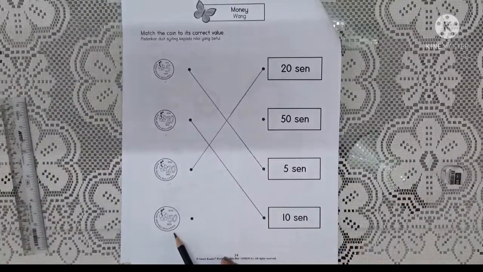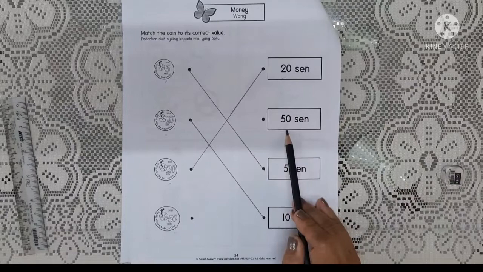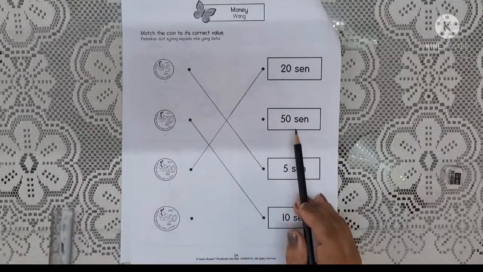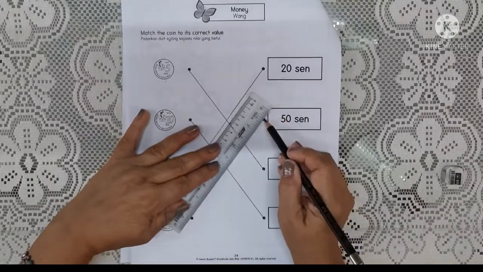And this is a 50 cent coin. So is this a 50 cents? Yes. Right, so 50 and 50. So let's match.